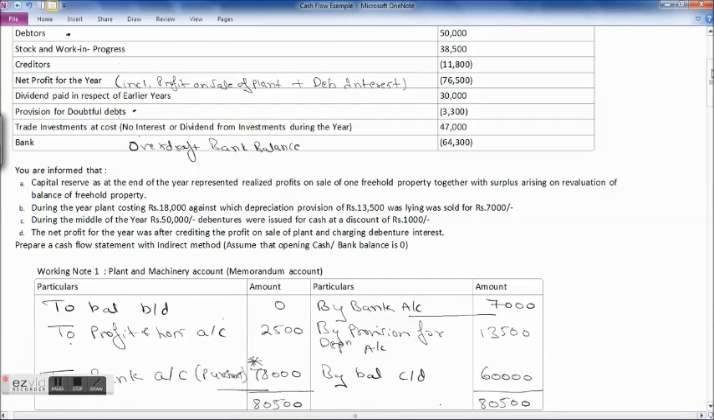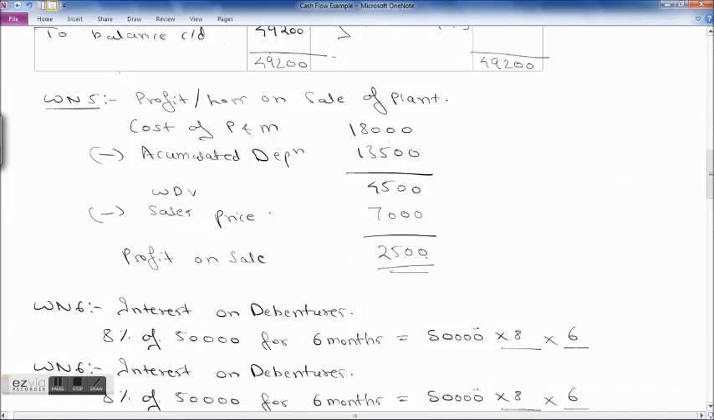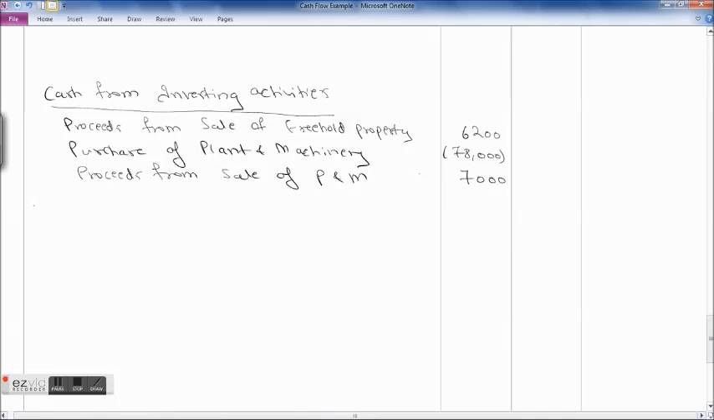Now the next one. Provision for doubtful debt, we have considered it above while considering debtors. Trade investment at a cost 47,000. Now there is an increase in the value of trade investment. So trade investment is your asset. How much is the increase? 47,000. So this 47,000 we'll put in your investing activity: increase in trade investments, 47,000. Since there is a cash outflow, I'll put it negative.